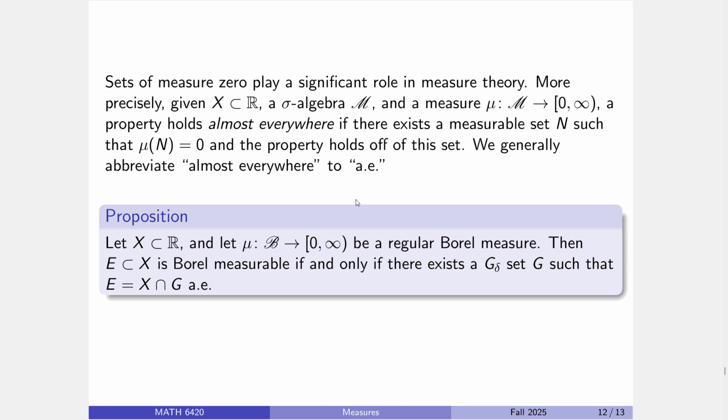So if you've got a regular Borel measure, then being Borel measurable means that you're a G delta set almost everywhere. Meaning that you're equal to E intersected with a G delta, except off of a set of measure 0. So you're not exactly equal to it, but there's some set with measure 0 where, off of it, you're good. Alright, so let's see a proof of this so you get a better feel for what almost everywhere really means.